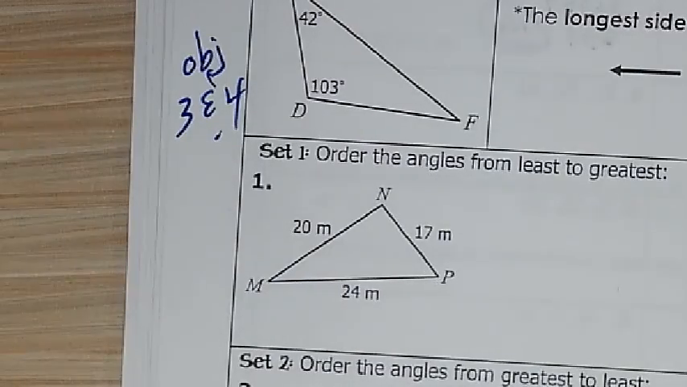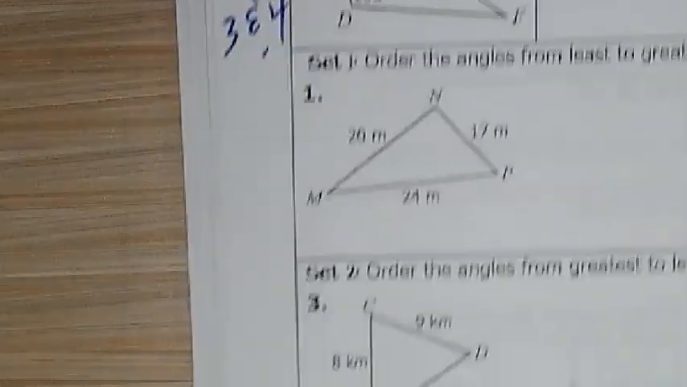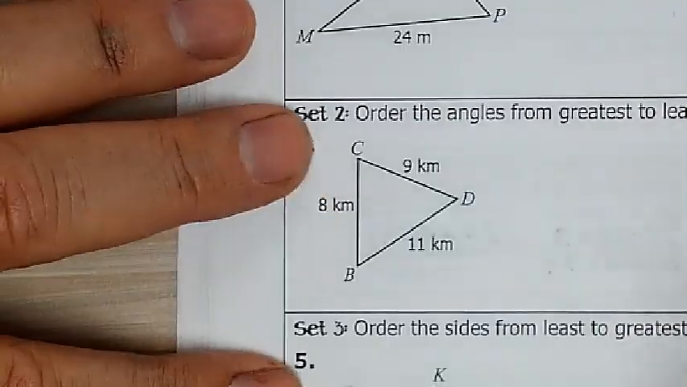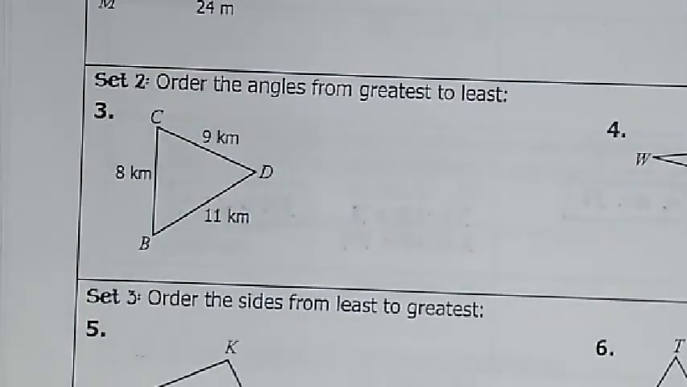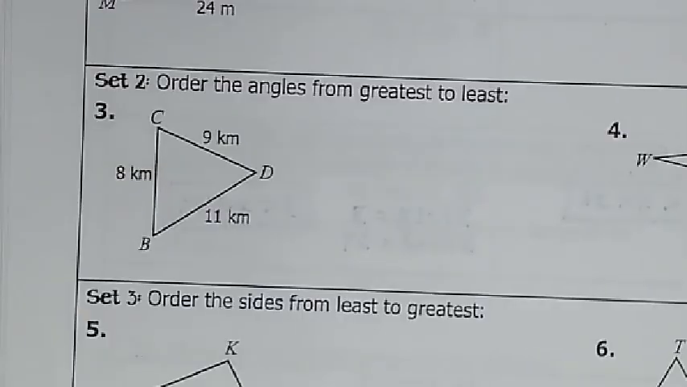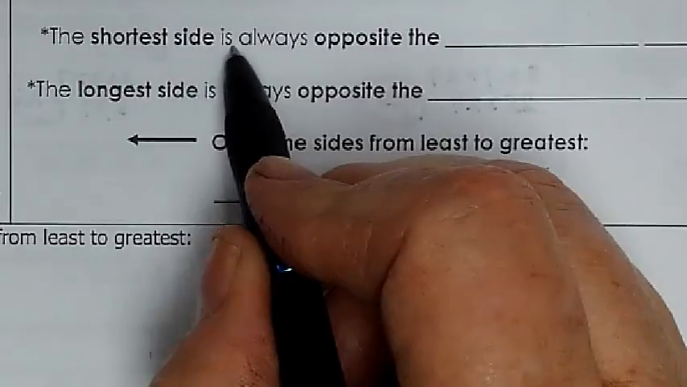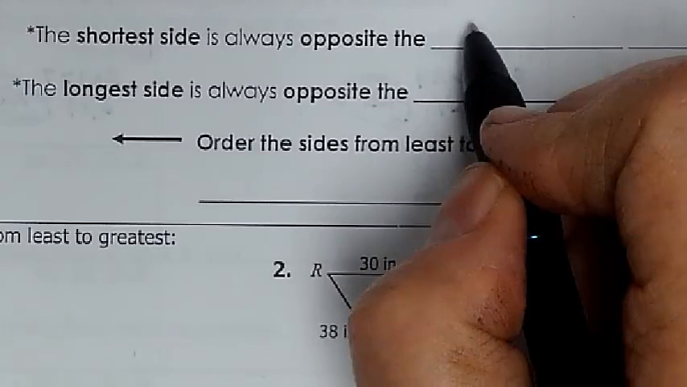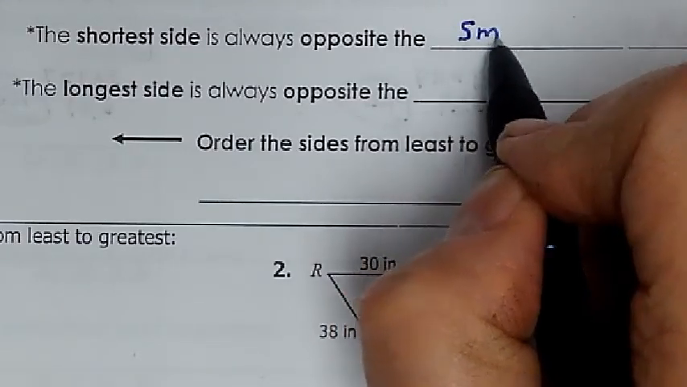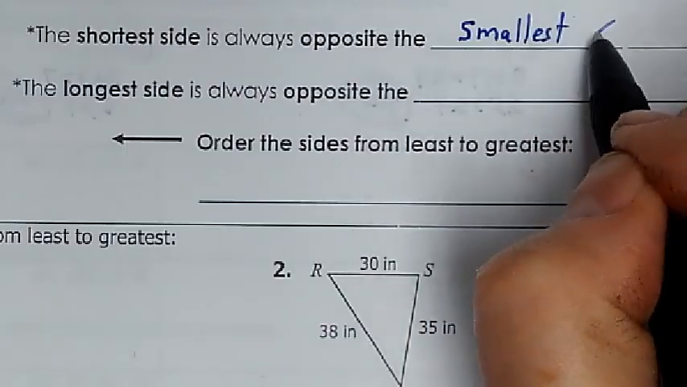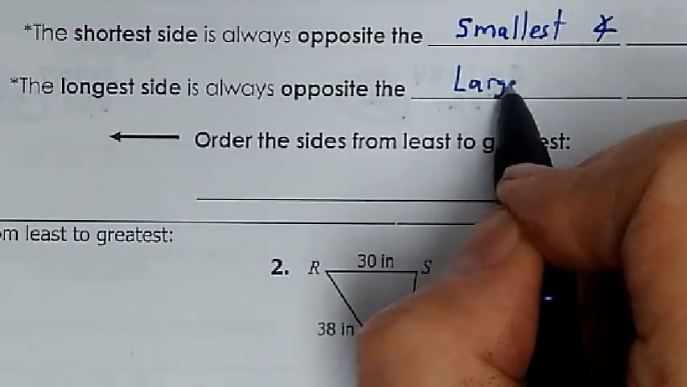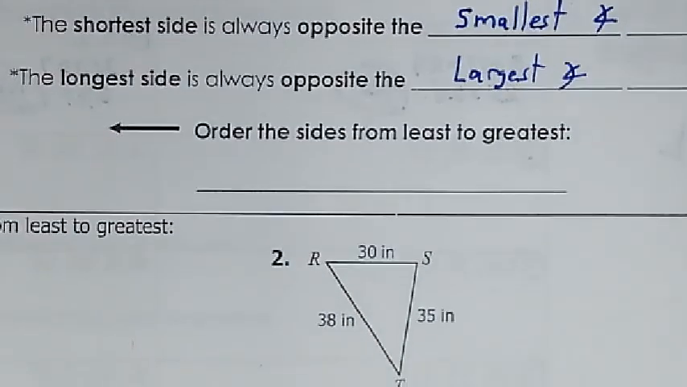It says order the angles from least to greatest. So they got to order the angles, not the sides. They give you the sides. So remember that the shortest side is always opposite the smallest angle. The longest side is always opposite the biggest angle. So if we order this from small angle to large angle, let's find the smallest side.